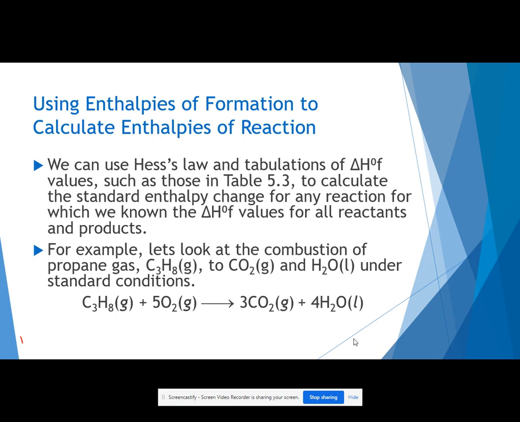Let's get going into how we use enthalpies of formation, or standard enthalpies of formation, to calculate the enthalpies of an entire reaction. Well, we can use Hess's law and the tabulated values we know for delta H in the table that I just showed you to calculate the standard enthalpy change for any reaction, as long as we know the delta H values of the reactants and products. If we look, for example, at the combustion of propane, the formula is written down here: C3H8 gas plus 5 O2 gas yields 3 CO2 gas and 4 H2O liquid.